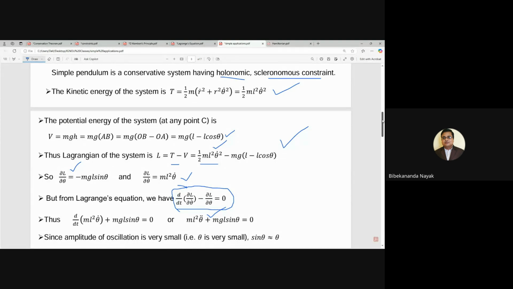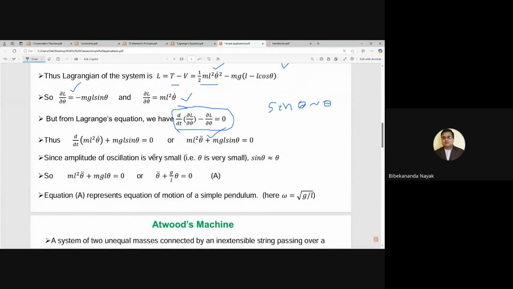Generally, for a simple pendulum, the amplitude is very small. That means theta is very small, so sin theta approaches theta. Is it not so? For small theta, cos theta is 1 and sin theta is theta. So putting theta in place of sin theta, we get m l square theta double dot plus mgl theta equal to 0. Dividing each term by m l square, theta double dot plus g by l theta is equal to 0.